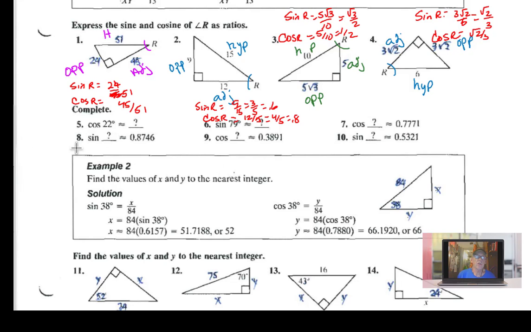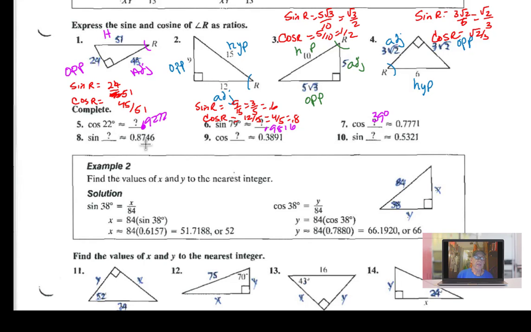Okay, let's look at these here. Cosine of 22, using a table of values for cosine. I'm going to look up cosine 22, and 22 cosine is 0.9272. Sine of 79 degrees, go to 79, find the sine column. We have 0.9816. Cosine of what is 0.7771? I'm going to look down my cosine column to find the closest thing, and it comes out to be 39 degrees.